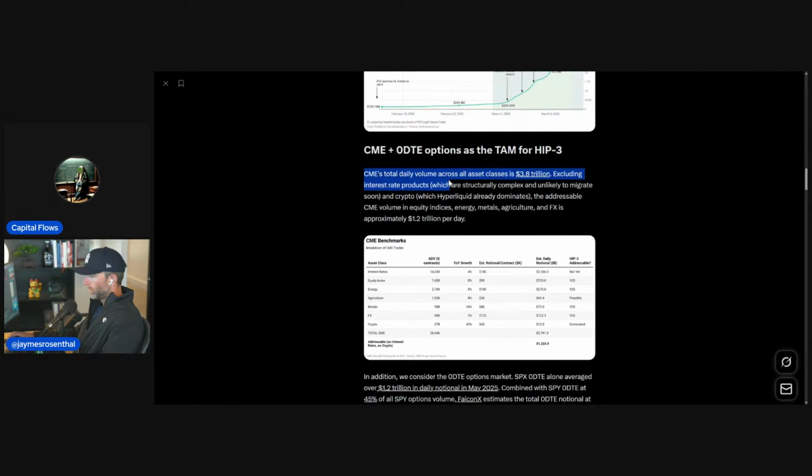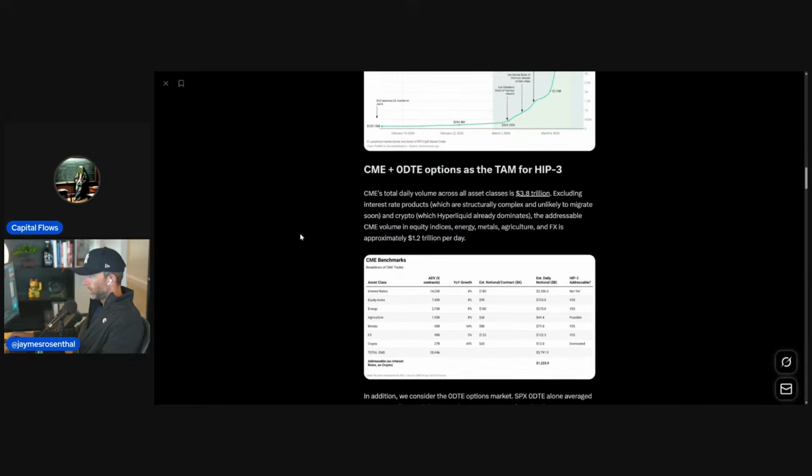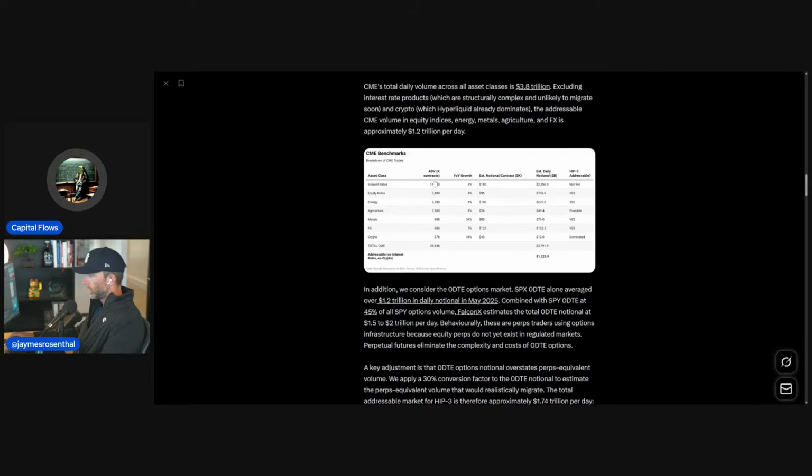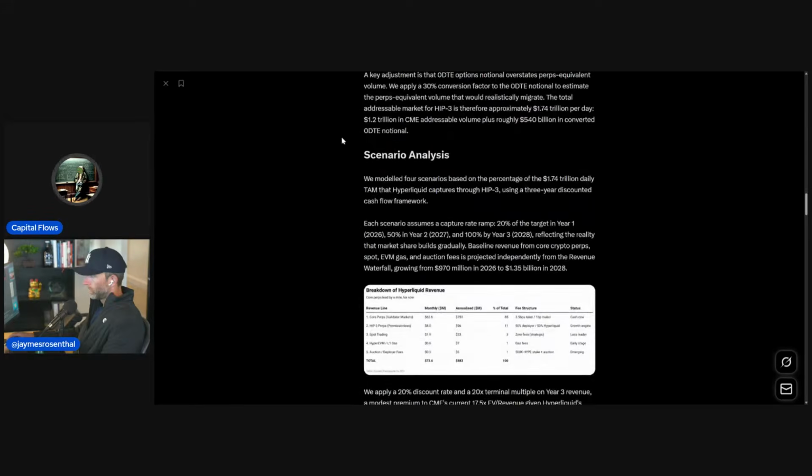CME's total daily volume across all assets is $3.8 trillion, excluding interest rate products, which are structurally complex and unlikely to migrate soon. One of the things that James and I have talked about, and we've talked about even with some of these guys at XYZ, is that if you add interest rate derivatives, that will likely be the largest edge that Hyperliquid has. Hyperliquid already dominates in the CME volume in equity indices, energy, metals, agriculture, and FX, which is approximately $1.2 trillion a day. You have the CME benchmarks and they compare it, and then it goes through scenario analysis.